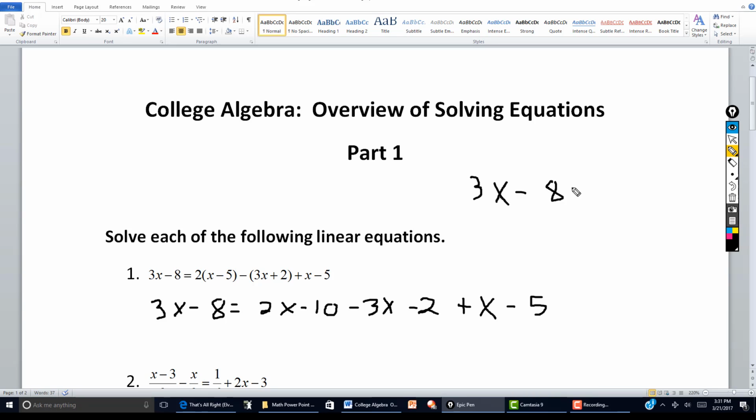And on the right side, I combine my terms. So what do we have? Let's look at the x's. Right here I have 2x, a minus 3x, and an x. Okay, so 2x minus 3x is minus x, and then there's an x. That cancels to 0. So that goes to 0. And now let's look at the numbers. Minus 10, a minus 2, that's negative 12, and a minus 5, that's a negative 17.